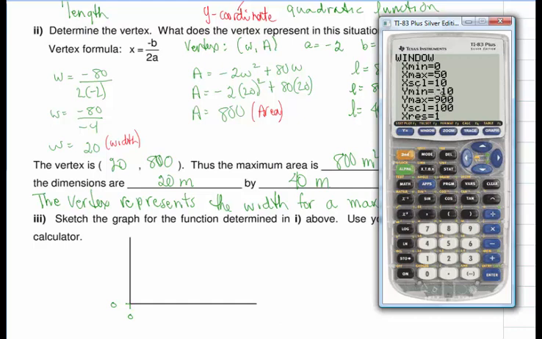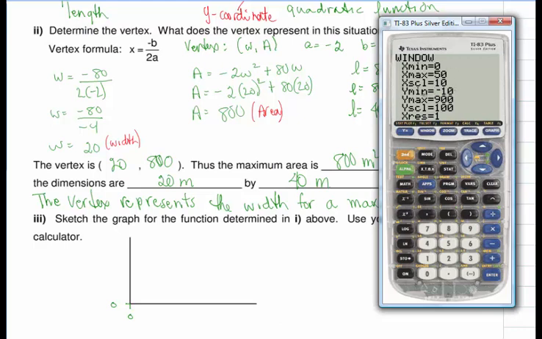Now, I know that according to our graph over here, we're going to have a y min of 0, but I'm going to put it at negative 10 because we're going to have writing at the bottom of the screen, and I don't want it to get in the way of the graph that will be on the screen. So I'm going to put a negative 10.